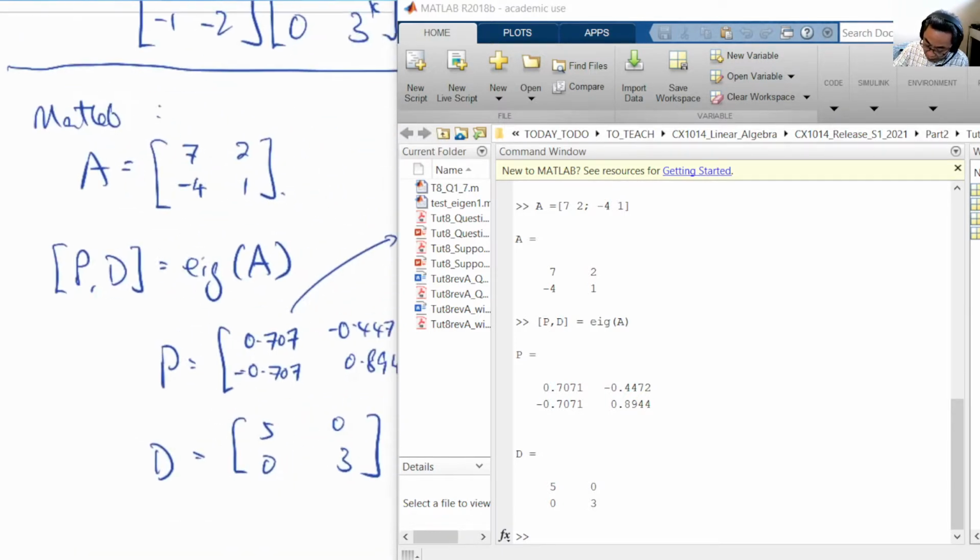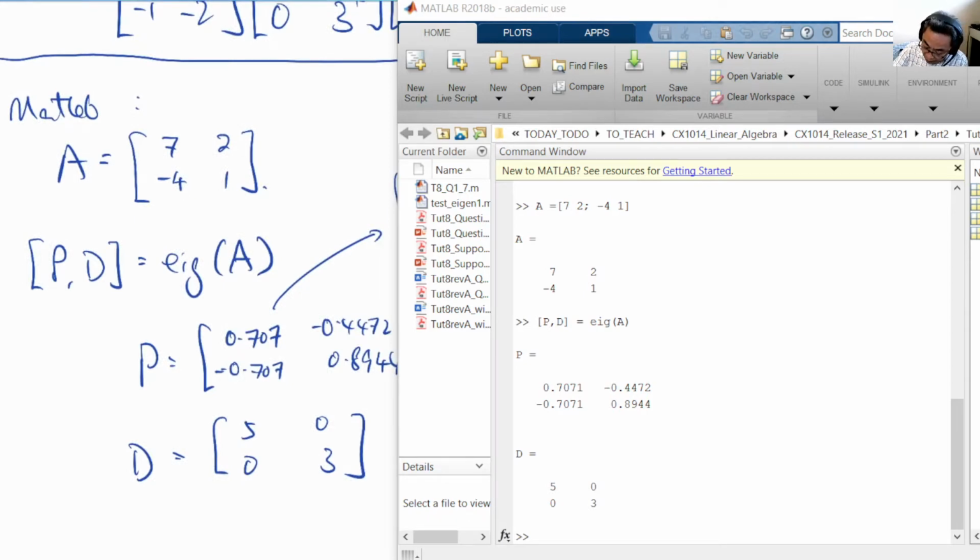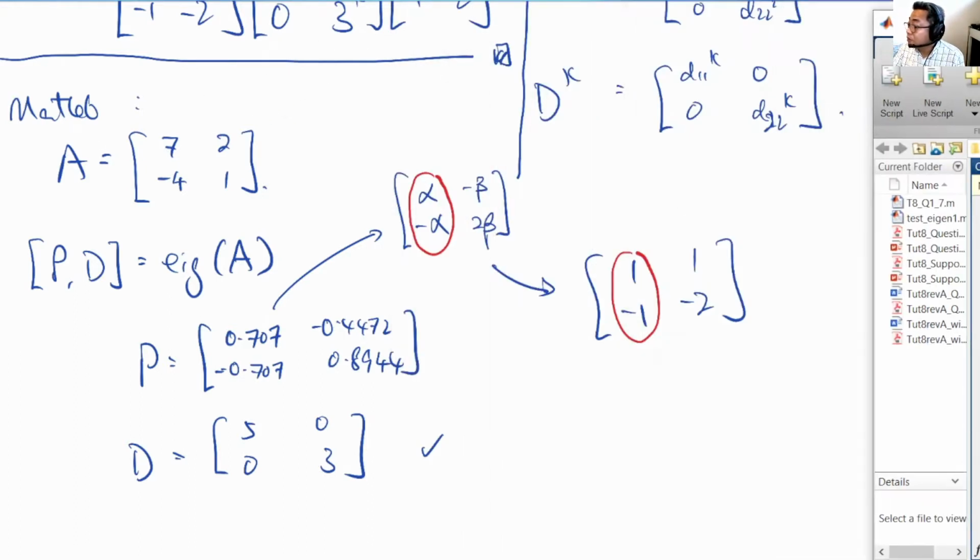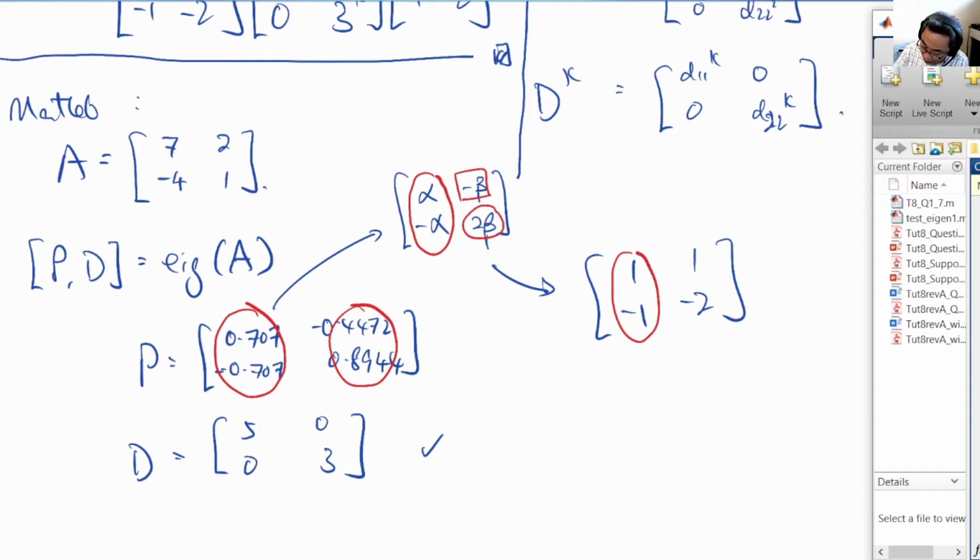Therefore, what MATLAB did was it reduced this vector into a normalized vector. That means the length is 1. What about this one? It used -β and 2β, while in the one that was given to us, it was 1, -2. So what's the difference? Well, if you multiply by -1, you will get -1, 2 here. And then if you normalize it, you will get exactly -0.4472, 0.8944.